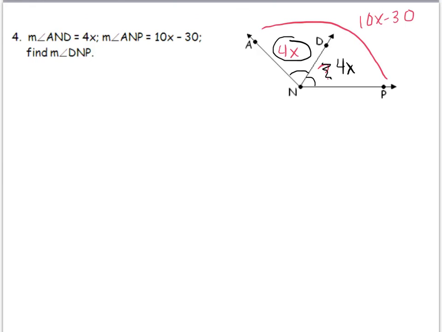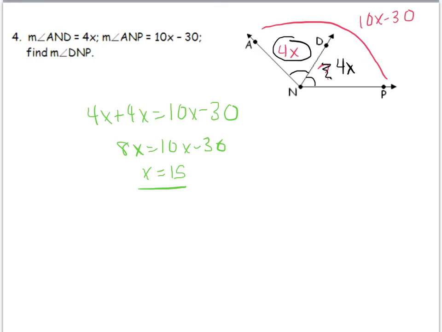Now, if you take a look, we have a part, we have a part, we have the whole thing. We can use the angle addition postulate to help us solve for x and then find our angle. So, part plus part equals whole. We have 4x plus 4x equaling 10x minus 30. Go ahead and do your algebra and come up with x, please.